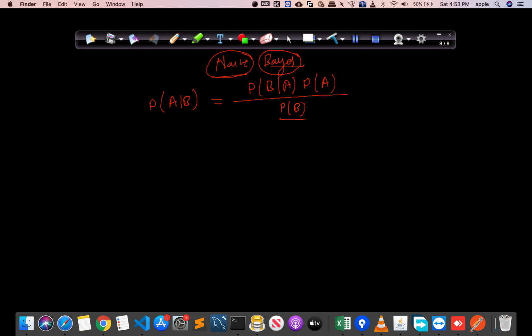Here the probability of B can be given as the summation from i equals 1 to n of probability of B given Ai into probability of Ai. So here also you can write the term Ai. Please watch my Bayes theorem video to get more clarity on this particular point.